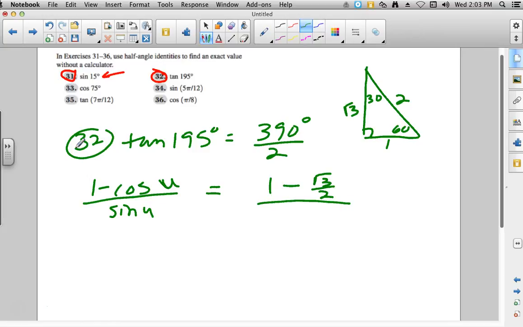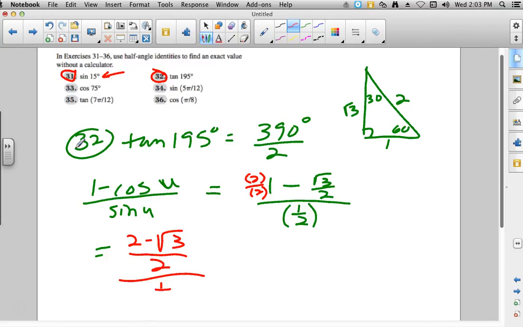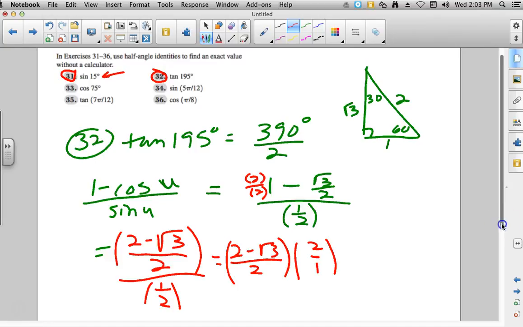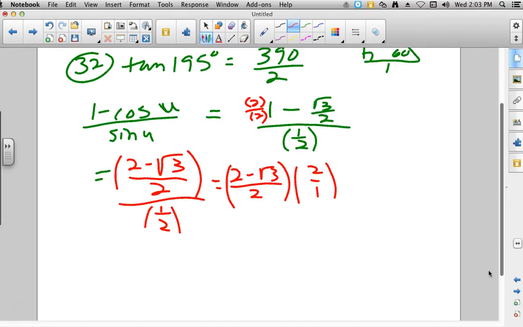And we have to divide that by the sine of u, and the sine of u will be 1/2, because that's the sine of our 30-degree reference angle. And then it would be, oh, I don't want to skip any steps yet. 1 is the same thing as 2 over 2, so 2 minus the square root of 3 over 2, all divided by 1/2, and we are going to multiply by the reciprocal. And when we do that, the 2's will cancel out, and we will get 2 minus the square root of 3.